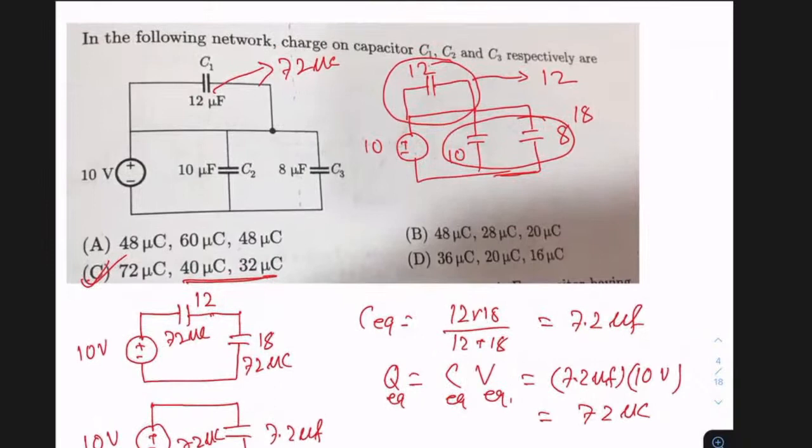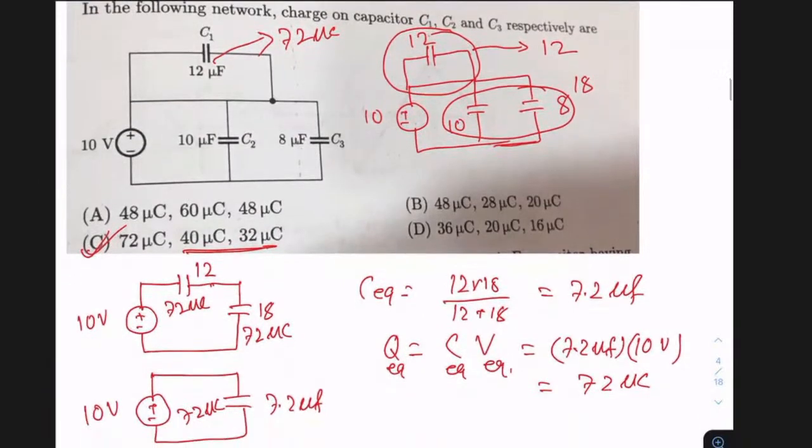Now, what about the charge of this C2 and C3? One thing I can tell is that this 18 is the result of the parallel combination of 10 and 8. So if this is storing 72 microcoulomb, this parallel combination is storing 72 microcoulomb. That's why if you add this 40 and 32, the sum comes to 72, because in parallel, if we add the individual charges, we get the total charge. So the charge of 10 and 8 sum to 72 microcoulomb. Now, how do you get the individual charges? You know their individual capacitances.